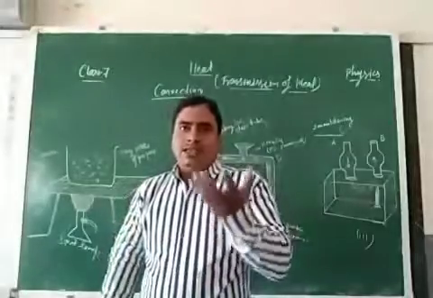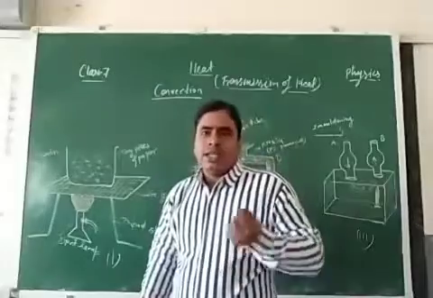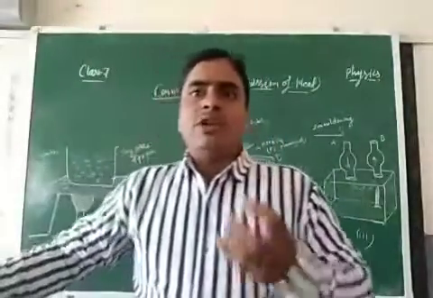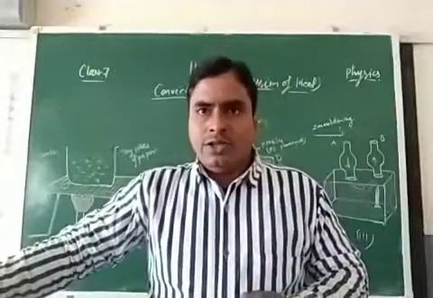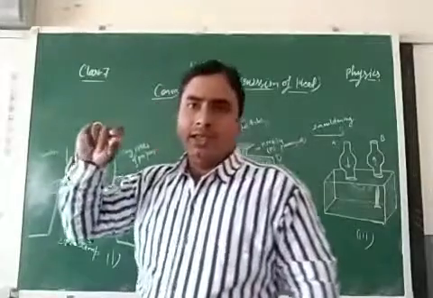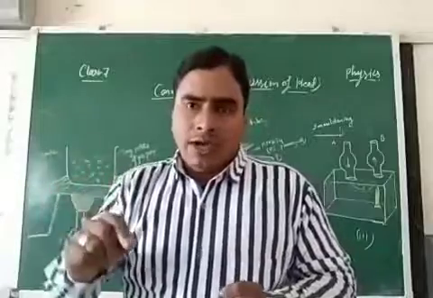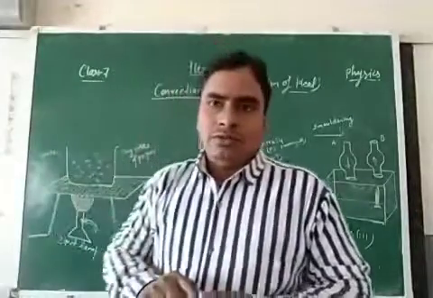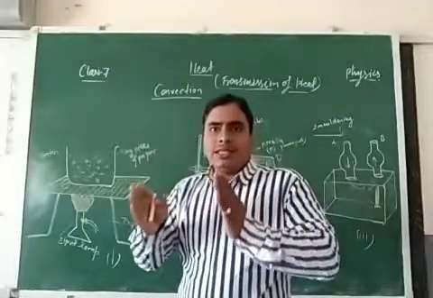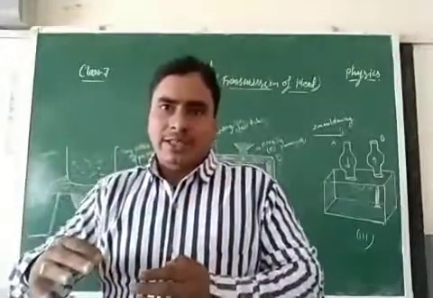Just take some toffees. A teacher enters a class and wants to distribute these toffees among the students. So by convection, how will he distribute these toffees to the students? He calls each student one by one and gives the toffees to them. It means it shows the actual movement of students.